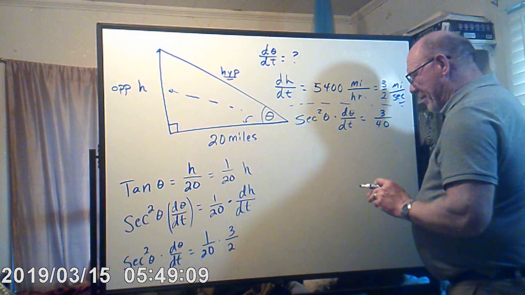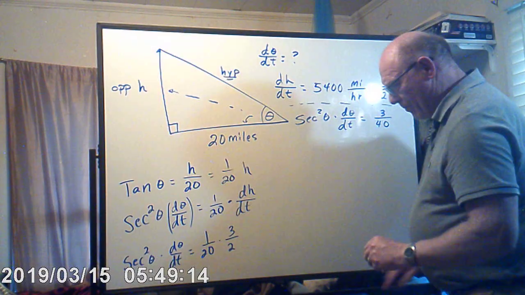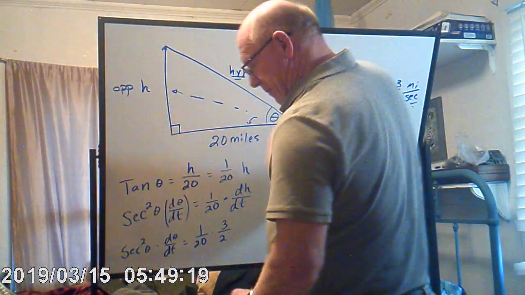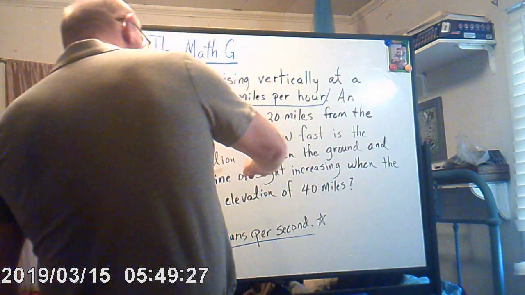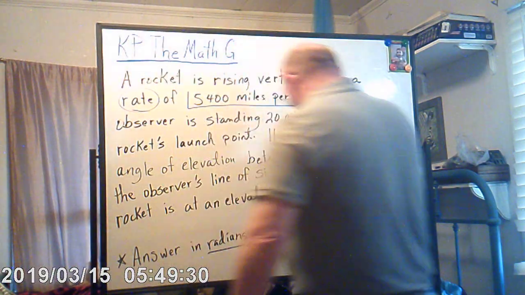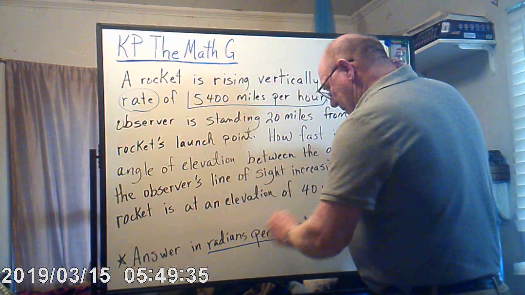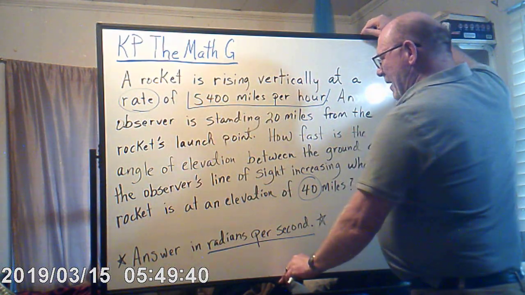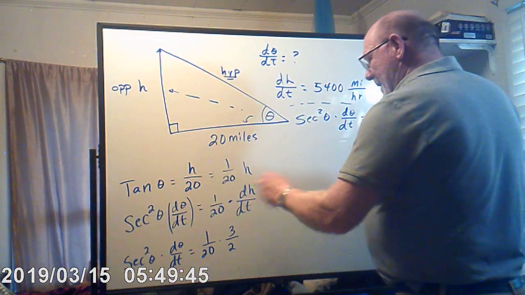Okay, now one thing that I know is that at the moment, we've got to go back and flip our board back over. Taking a little while for this one, isn't it? Now, how fast is the angle of elevation between the ground and the observer's line of sight increasing when the rocket is at an elevation of 40 miles? So we don't plug in 40 right away. And that's something you need to understand. We do not plug in that 40 right away.